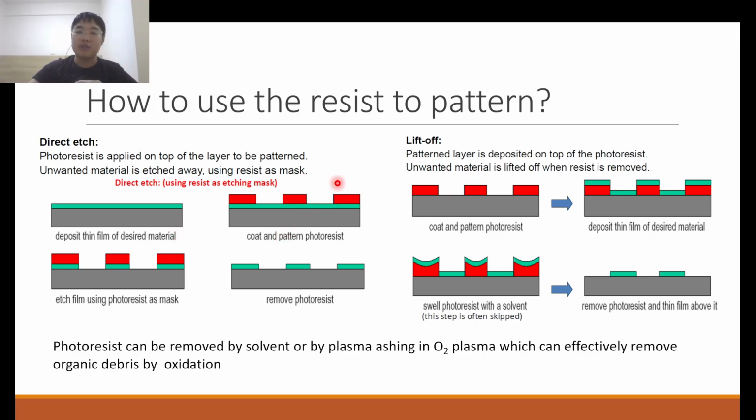Then we pattern the photoresist on top of it. Then we use the gaps patterned on the photoresist to etch the layer below to form the pattern that we want. So that's one way.